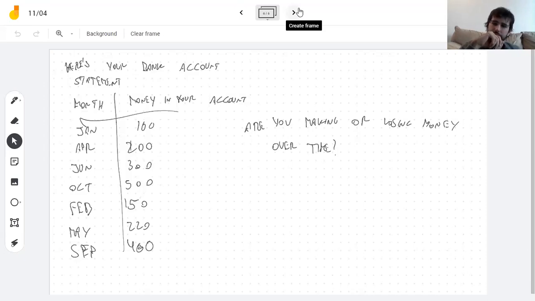It increased and then decreased and then increased again. Okay, you guys, I didn't write the months in order. February doesn't go, so these are all 2020. February does not go after October. $150 doesn't happen after 500.